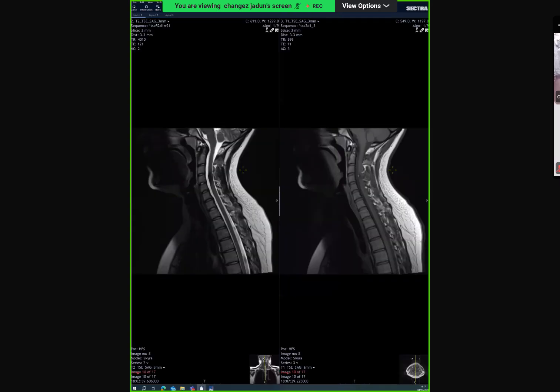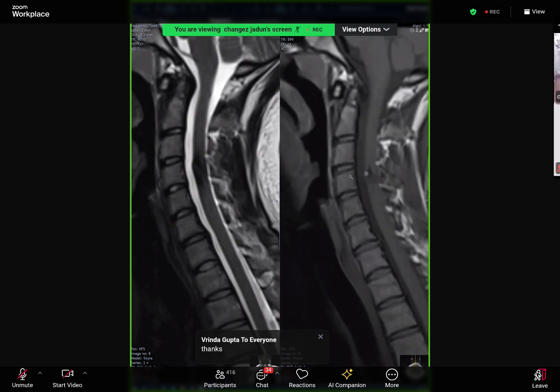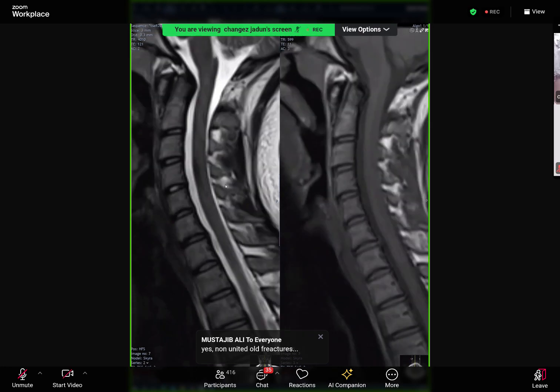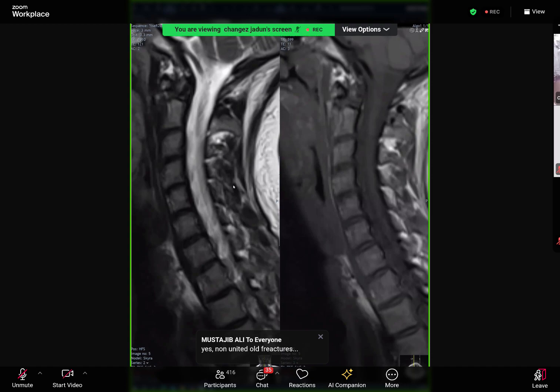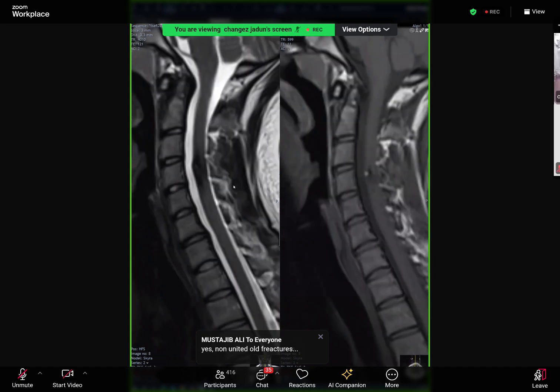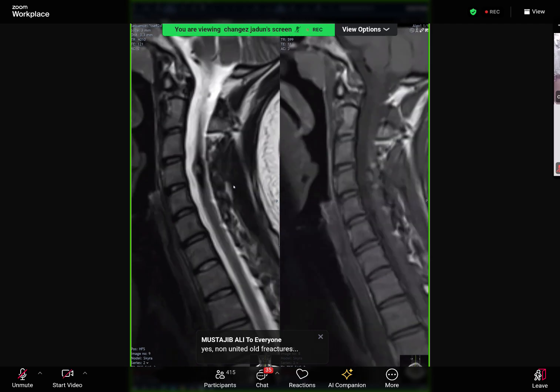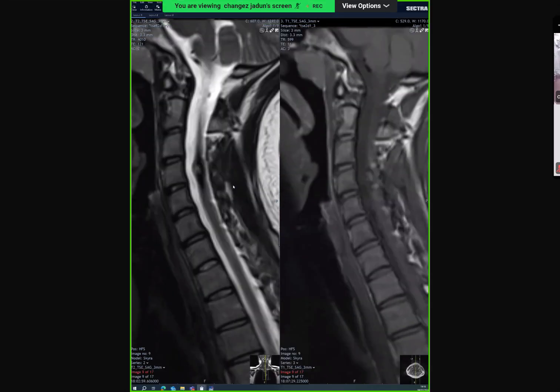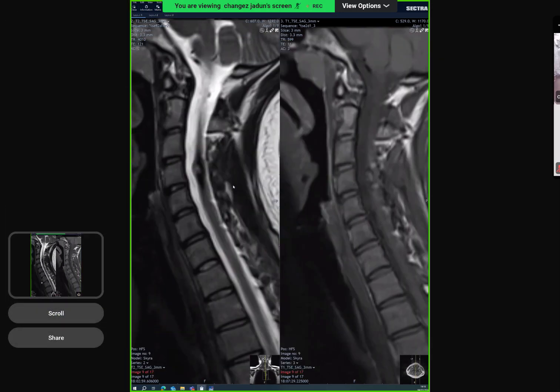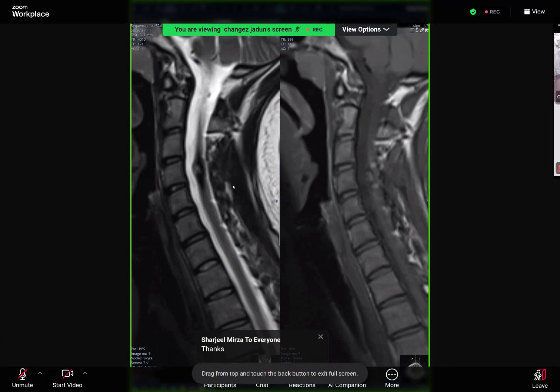Okay, so here is your T2. So here on these T2 weighted images, I can see that there is some expansion of the cord at this level, and there is a lesion in the cord at this level, which I mentioned on the T1 weighted images, and it's appearing mildly hyperintense in the central portion with surrounding T2 hypointensity. I would like to further see this on the axial images if they are available.